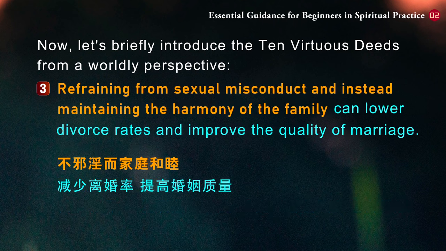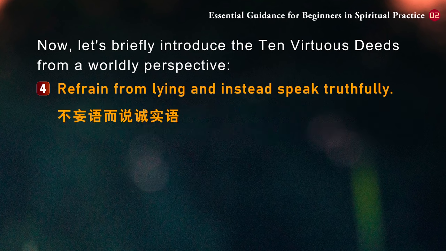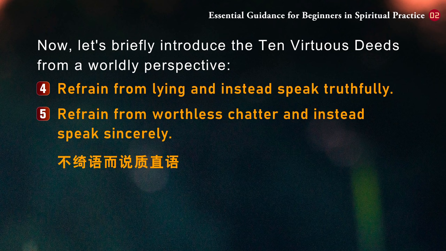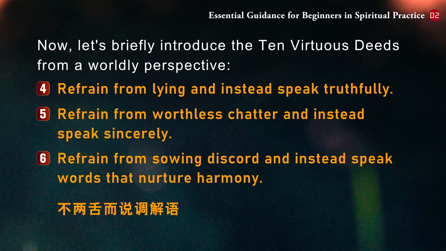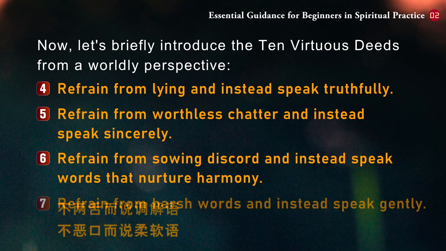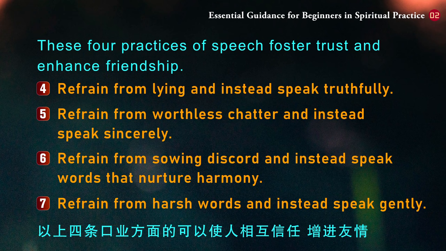Three, refraining from sexual misconduct and instead maintaining the harmony of the family can lower divorce rates and improve the quality of marriage. Four, refrain from lying and instead speak truthfully. Five, refrain from worthless chatter and instead speak sincerely. Six, refrain from sowing discord and instead speak words that nurture harmony. Seven, refrain from harsh words and instead speak gently. These four practices of speech foster trust and enhance friendship.